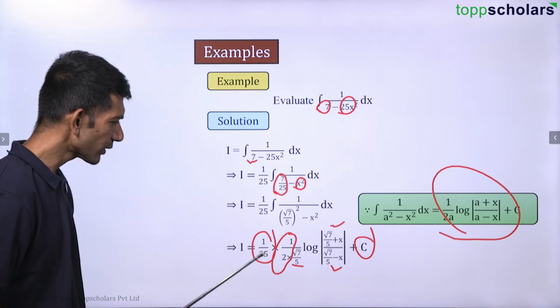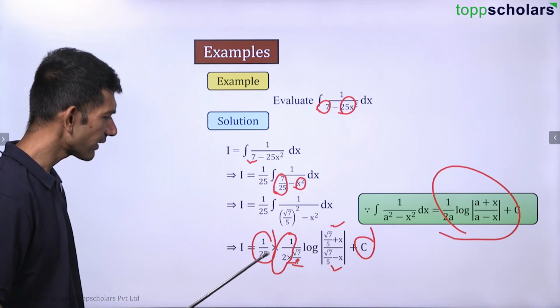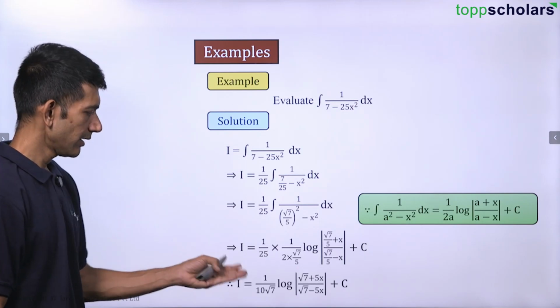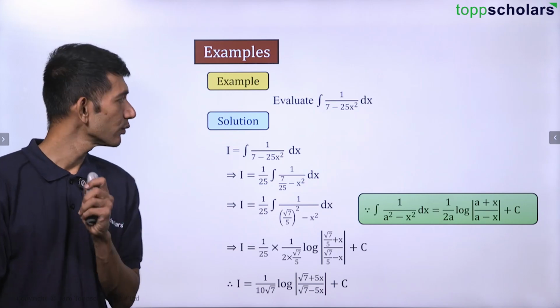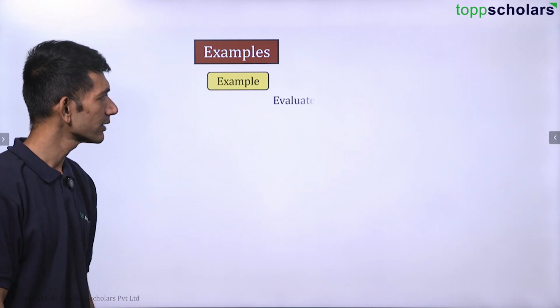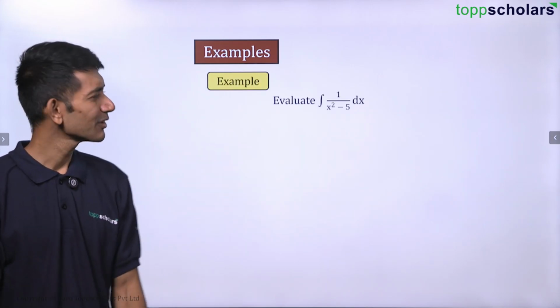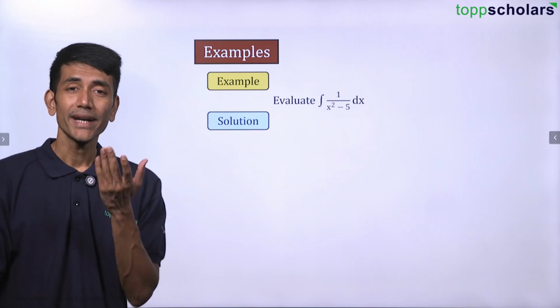Clear? And then you can solve this further, 5 ones are, 5 fives are. This is the final answer that you get. I hope this is clear to all of you. Very simple. Let's continue further. This is very simple now. Nothing much in that. Are you able to identify the format?